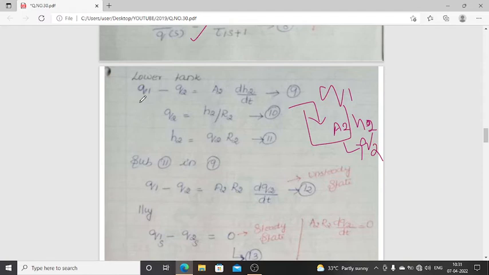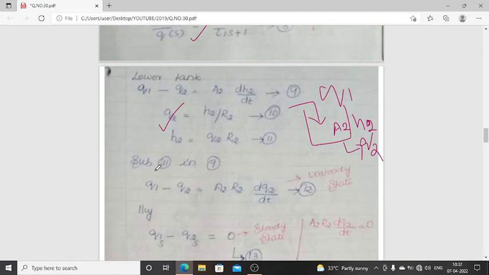Here we follow the same procedure. Step number 1, we write the material balance: Q1 minus Q2 is equal to the rate of accumulation at unsteady state condition. Inlet is Q1, outlet is Q2, and the rate of accumulation is A2 into dH2 divided by dt. Similarly for the flow rate and height relation, Q2 is equal to H2 divided by R2. From this, H2 is equal to Q2 into R2. Substitute H2, that is the 11th expression, in the 9th expression.